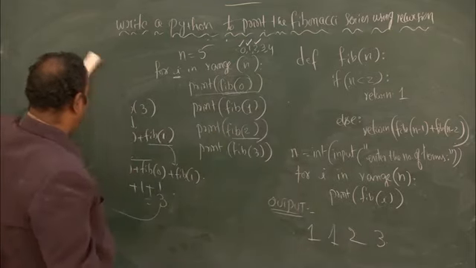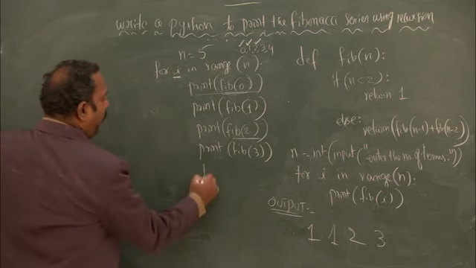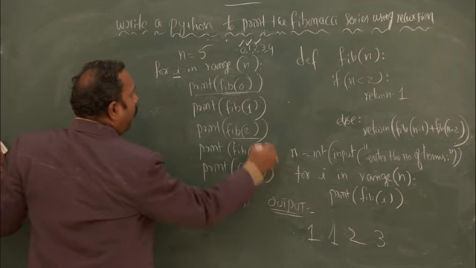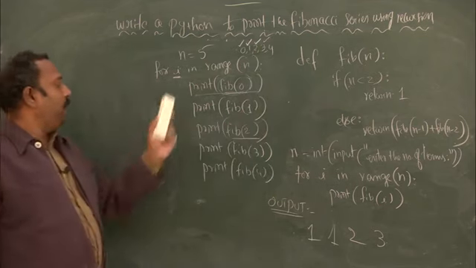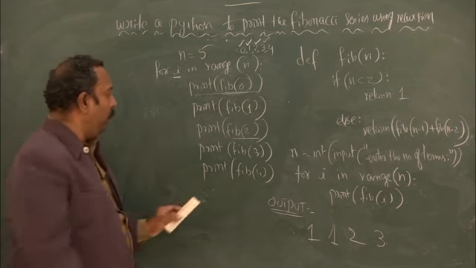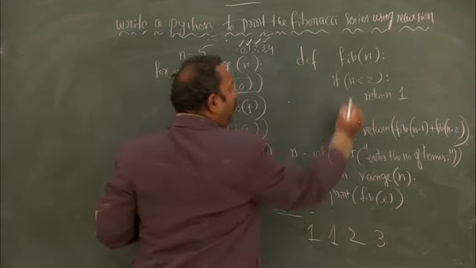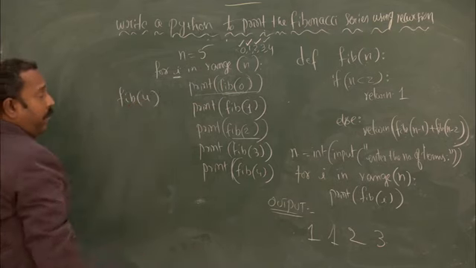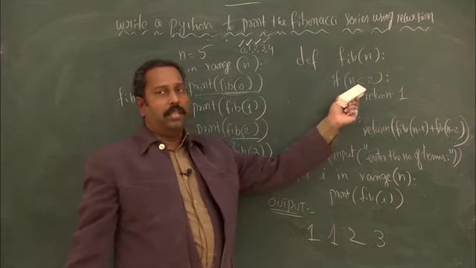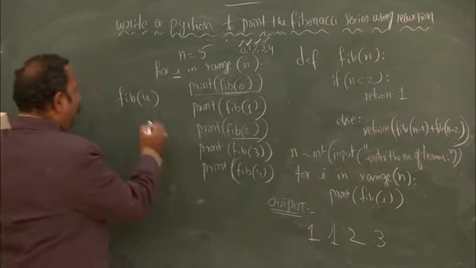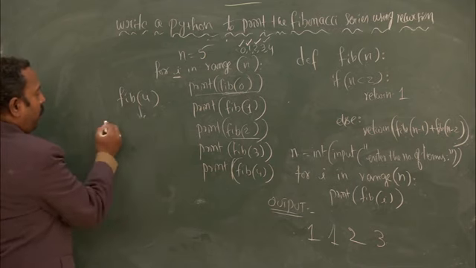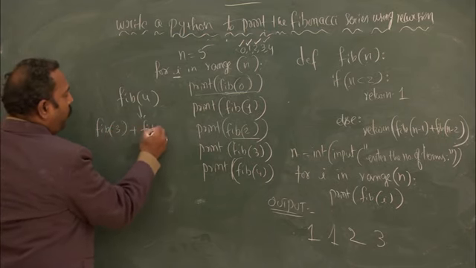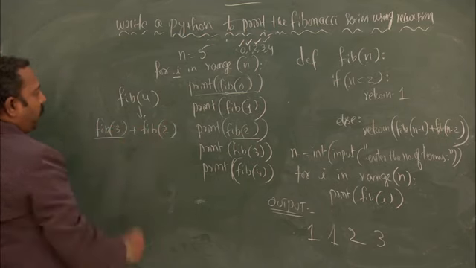Next function call, print fib of 4, because 3 is already completed. Now i gets value 4. So in fib of 4, the control will go here, n gets value 4, 4 less than 2, condition is false. So it comes to the else case. In the else case, fib of 4 minus 1, that is 3, plus fib of 4 minus 2, that is 2. Again there is a function call, fib of 3.